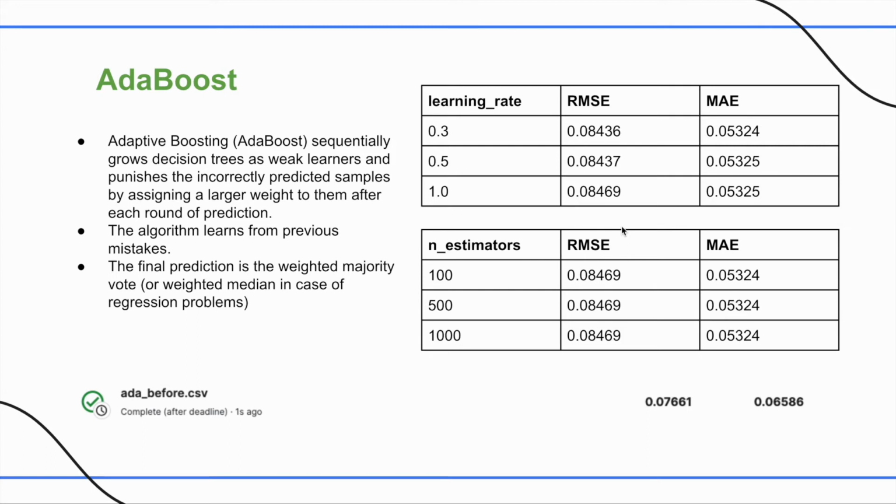The final prediction is the weighted median for regression problems. We experimented with different N estimators and learning rates to arrive at our best model for AdaBoost. RMSE and MAE are calculated based on the validation dataset. We noticed that increasing the number of N estimators has little impact on the RMSE and MAE, whereas lowering the learning rate results in a lower RMSE. We built our final model with a learning rate of 0.3 and N estimators of 100 and submitted it on Kaggle for evaluation, and the result we got was an average performing score on the public and private leaderboard.